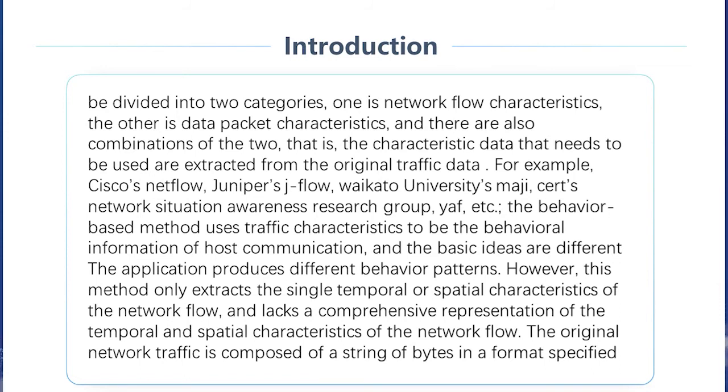General traffic characteristics can be divided into two categories. One is network flow characteristics, the other is data packet characteristics, and there are also combinations of the two, that is, the characteristic data that needs to be used are extracted from the original traffic data. For example, Cisco's NetFlow, Juniper's GFlow, Waikato University's MAGI, CERT's Network Situation Awareness Research Group, EF, etc.